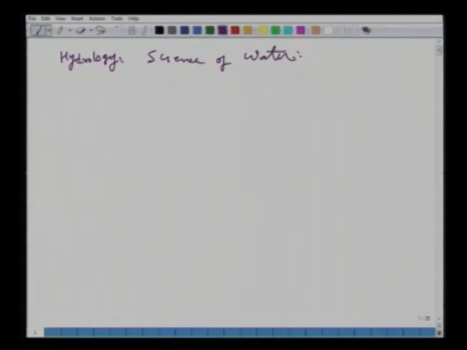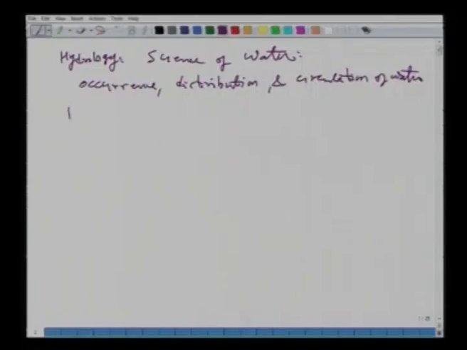However, if we get a little technical, hydrology is defined as the occurrence, distribution and circulation of water. As we know, the water is constantly moving in different parts of this earth, in the atmosphere, on the land and in the ground. When we talk of the occurrence, distribution and circulation of water, it may be either in the gaseous phase or in the water vapor form or in the liquid phase.